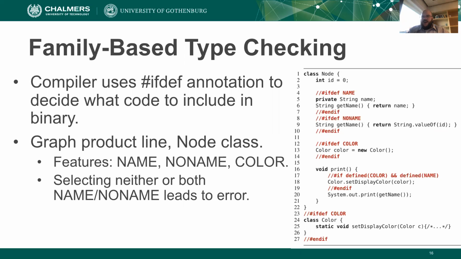So to detect those kinds of errors with a brute force approach, we'd have to derive and then try compiling all 8 products. That's not a big deal, 8 products, but this is a simple example. For this example, we could try all 8 products and see what happens, and then we could identify both of those errors, where we use name and no name, or the error when we use neither of them. But that's not going to scale to a larger product line. This little bit of code is going to have 8 times that you compile this code.